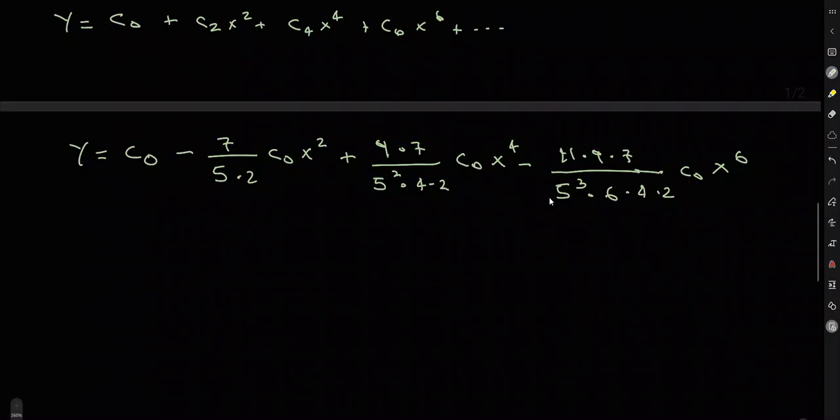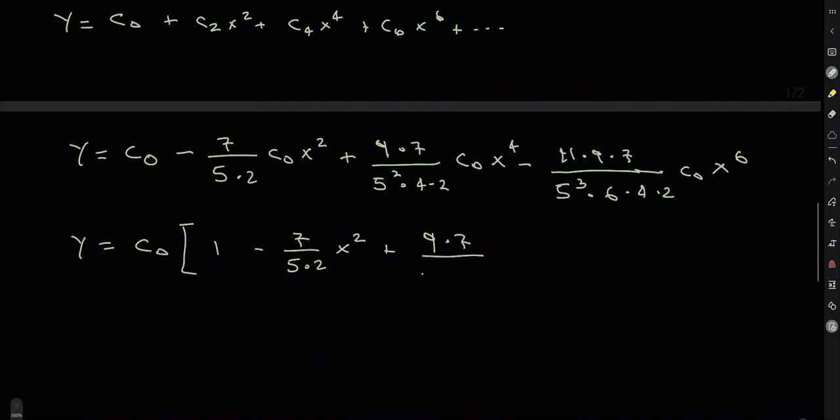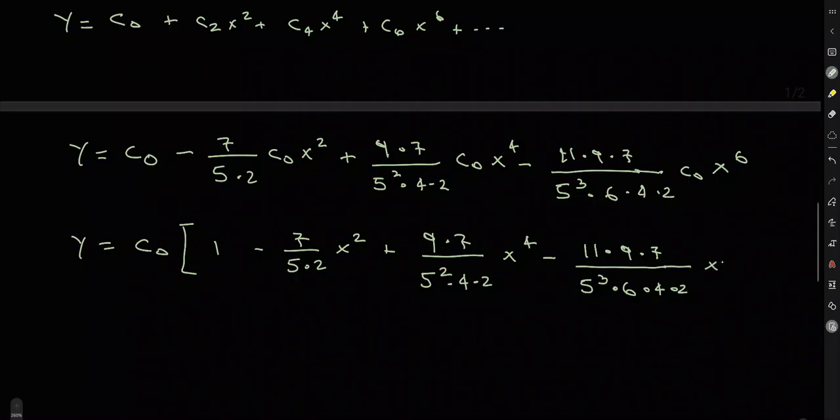as a power series. Well, let me first of all factor c sub 0. So y equals c sub 0 times 1 minus 7 over 2, or 5 times 2, x squared plus 9 times 7 over 5 squared times 4 times 2, x to the fourth minus 11 times 9 times 7 over 5 cubed times 6 times 4 times 2, x to the 6, and then plus infinitely many terms. Okay? And from here, we're going to write this using sigma notation.